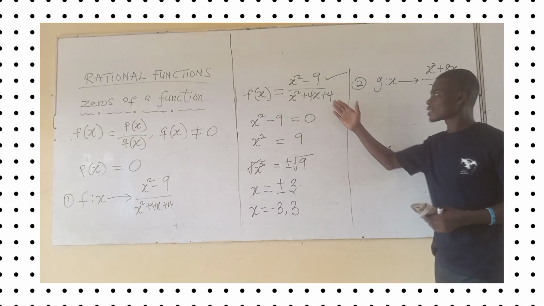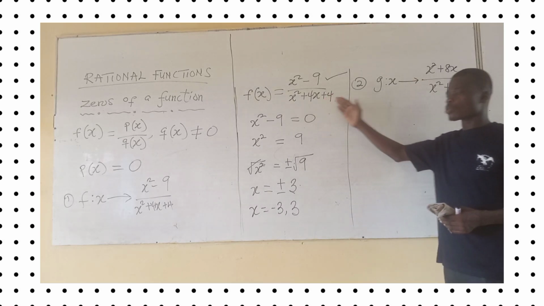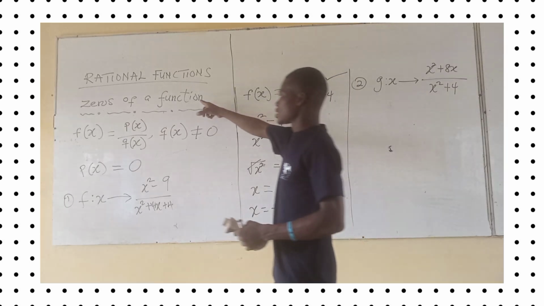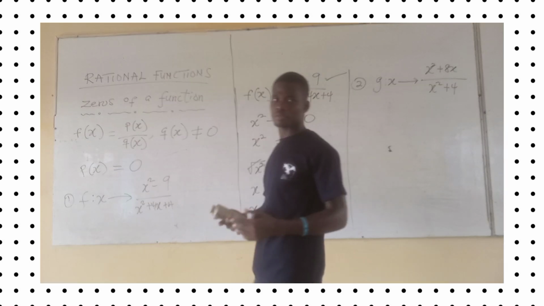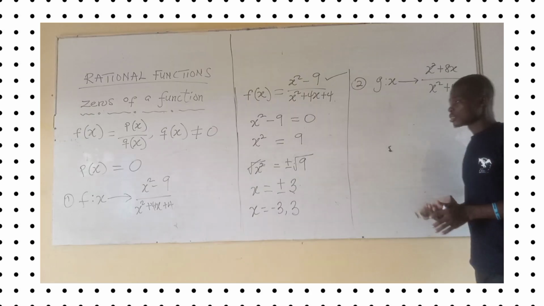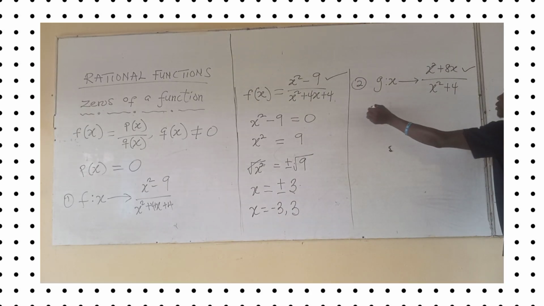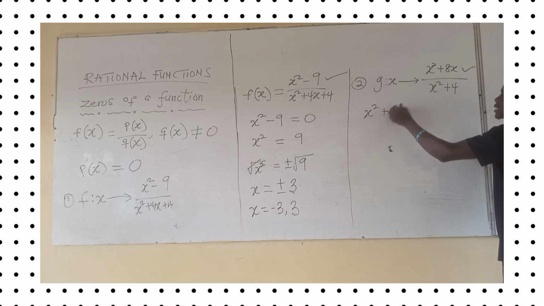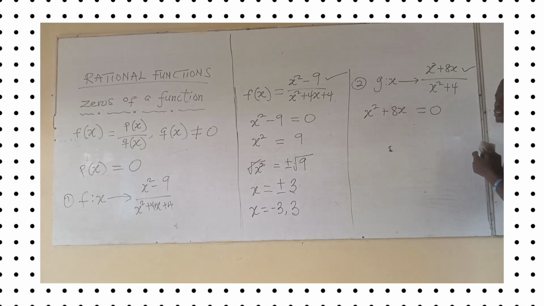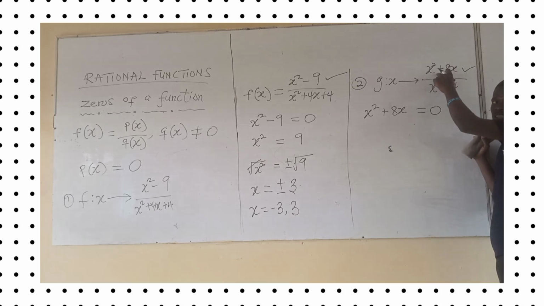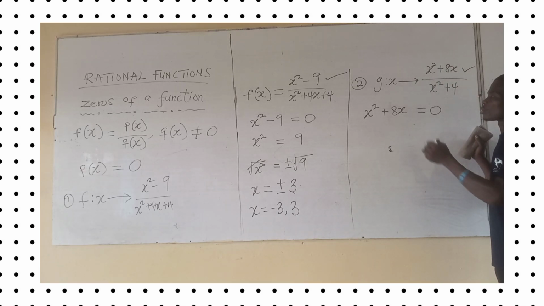So as I explained clearly here, take your time. Since you are finding the zeros, you set the numerator to 0 and solve the remaining result. When you set the numerator alone to 0, you are going to get s squared plus 8s equal to 0. So we have to take our time and solve for the set of variables that will make this function 0 or defined.